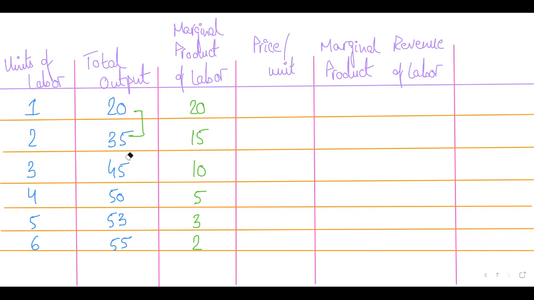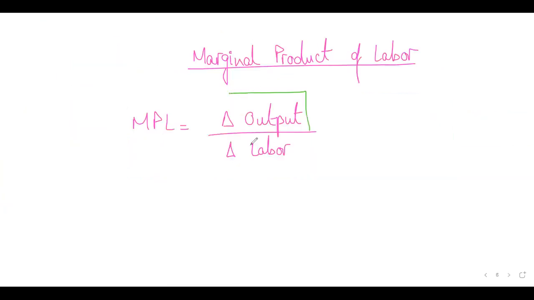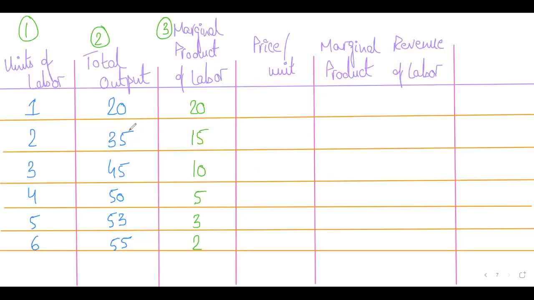So we have already calculated what marginal product of labor is. Basically what this third column shows is how much each specific unit of labor is producing. The first guy on his own is producing 20 units, the second guy on his own is producing 15, the third 10, and so on and so forth. So that is what marginal product of labor is: the change in total output due to hiring one more unit of labor. Okay, and this being said, we'll move forward from here.